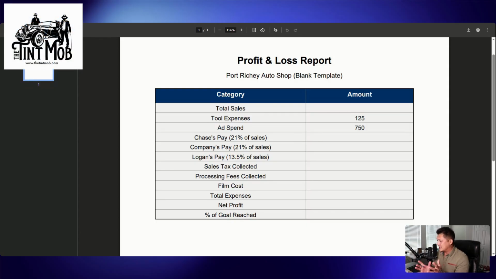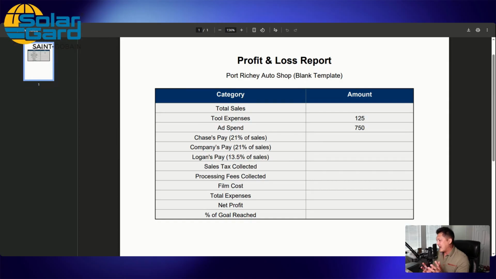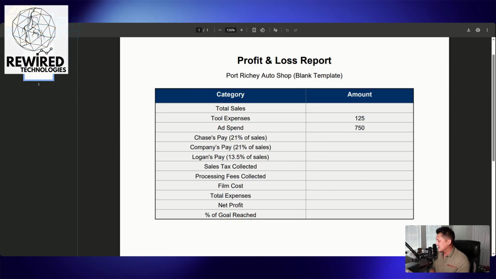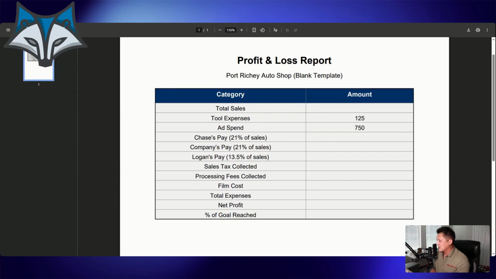I have to know how much sales tax I've collected, and then I have to move that money into a separate account, so that when my CPA tells me that it's time to pay the state sales tax, I have that money ready and stored and put away. So that's really important. Also, processing fees.